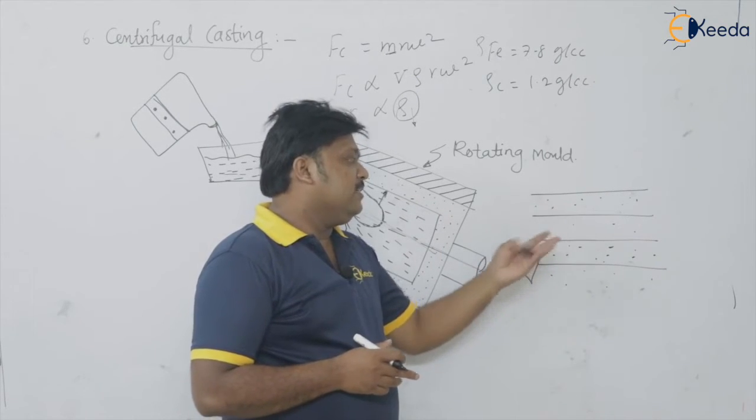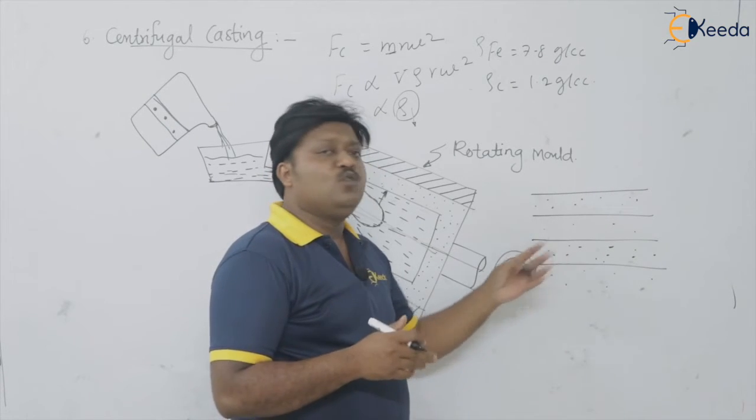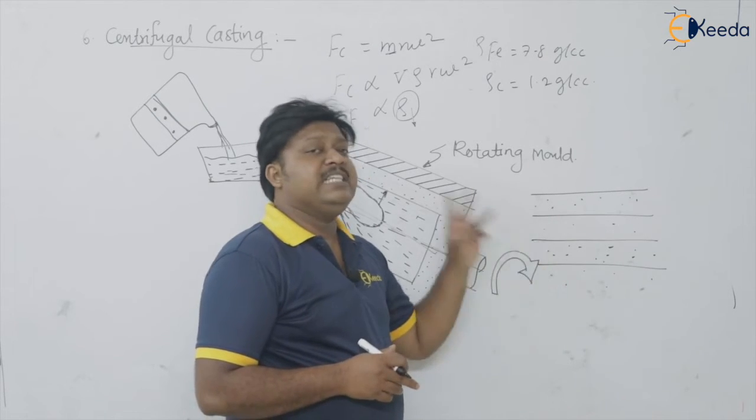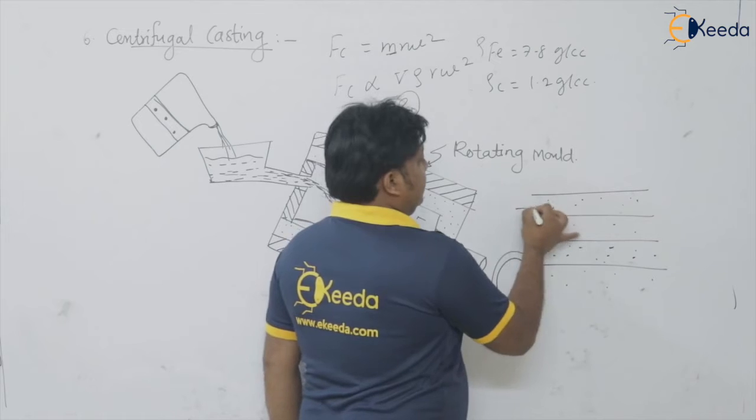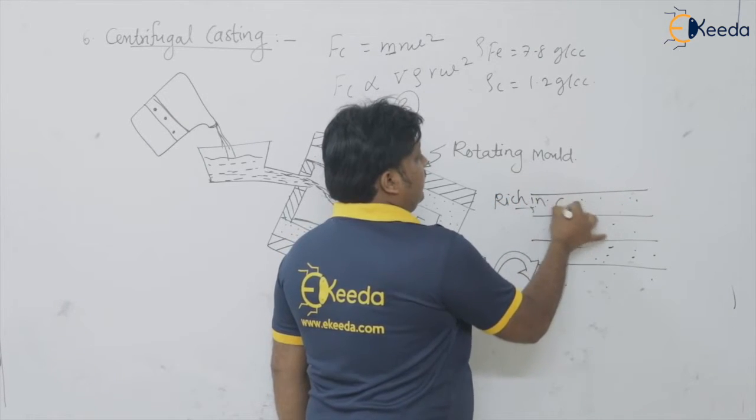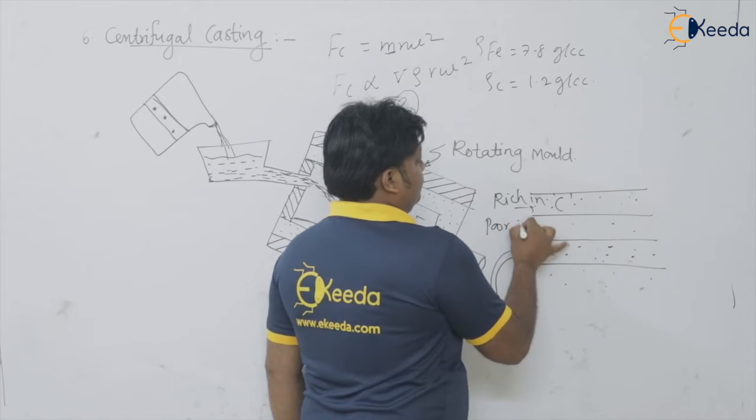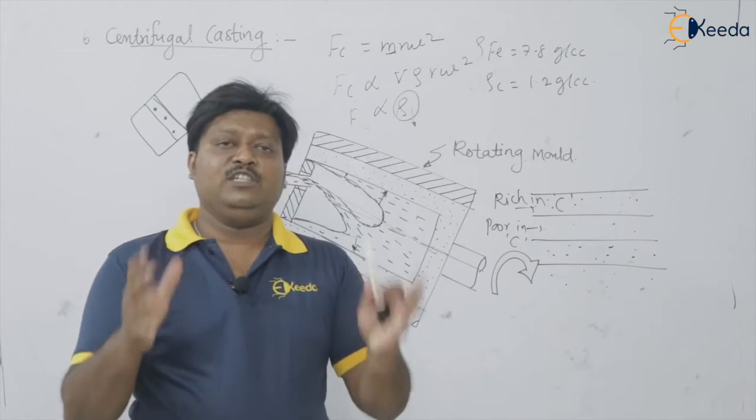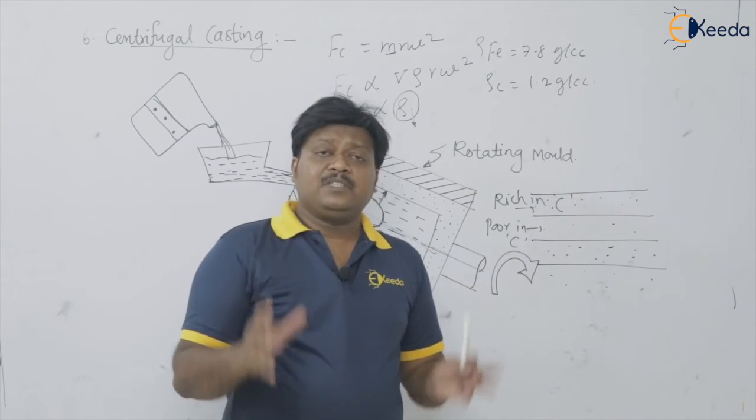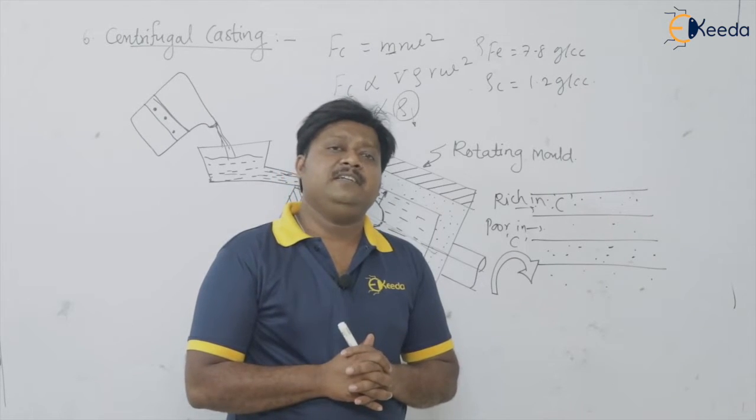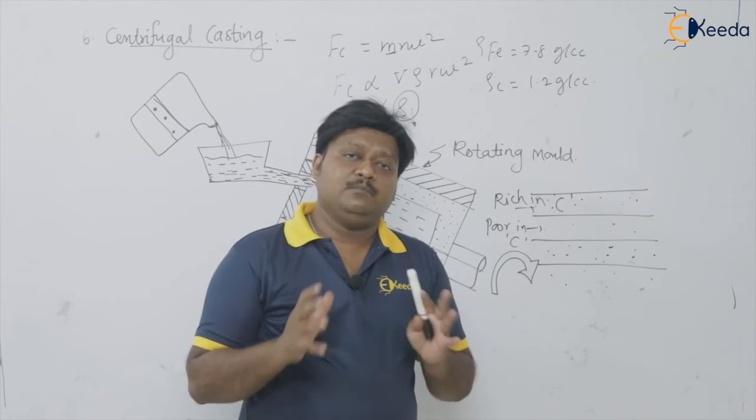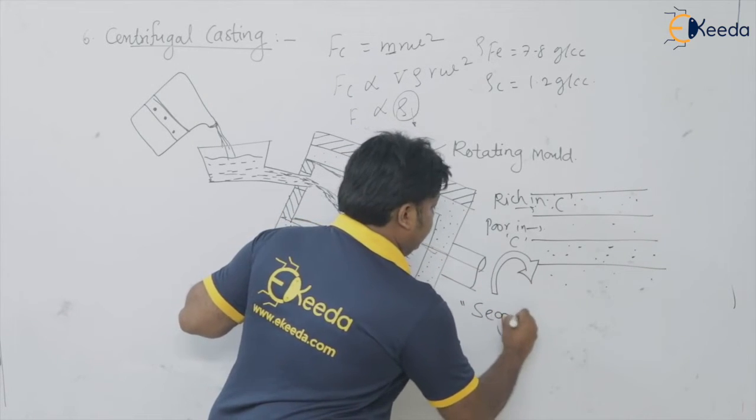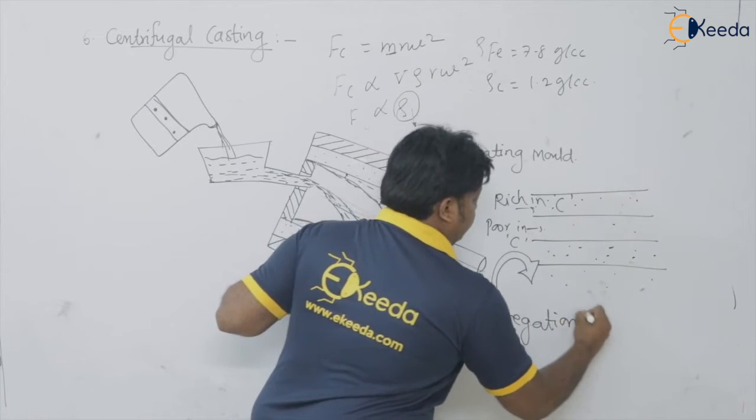That is why the material is not uniform or homogeneous, so machining is quite difficult. Because of the segregation effect, this layer is rich in carbon and this is poor in carbon. Like that, we get a layer by layer structure, and this structure is not easy to machine. So the centrifugally cast component has poor machinability. Please remember, this is because of the segregation effect.